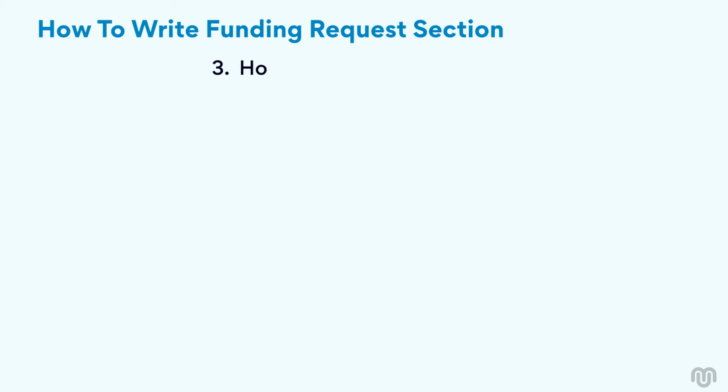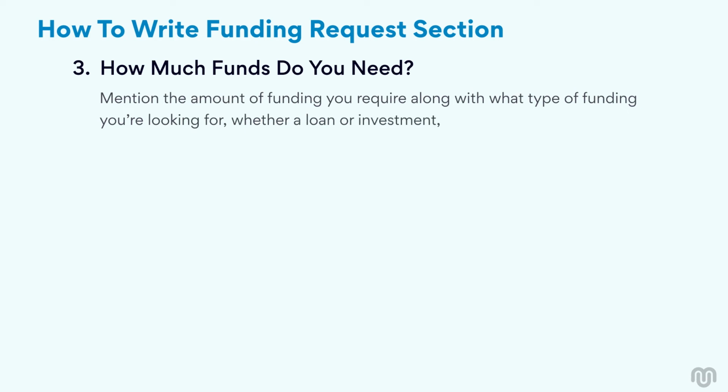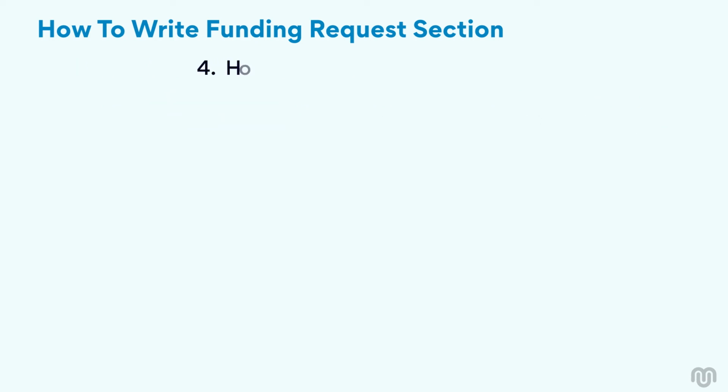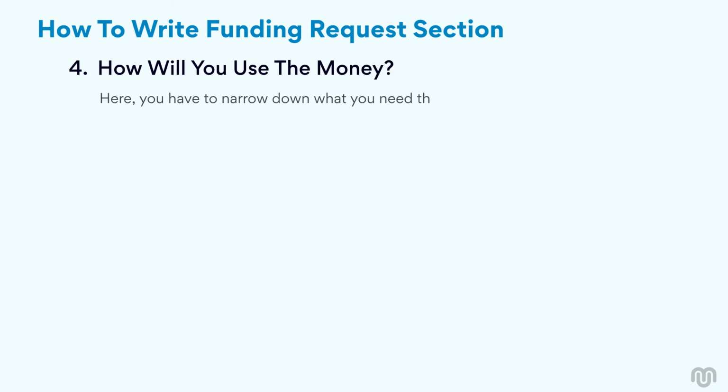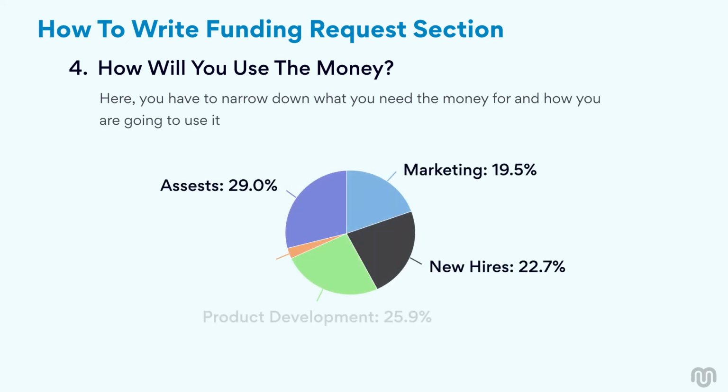Number 3. How much funds do you need? Mention the amount of funding you require along with what type of funding you are looking for, whether a loan or investment, and the terms you're asking for. Number 4. How will you use the money? Here, you have to narrow down what you need the money for and how you are going to use it. Be sure to highlight every detail if they are taking money for multiple things.